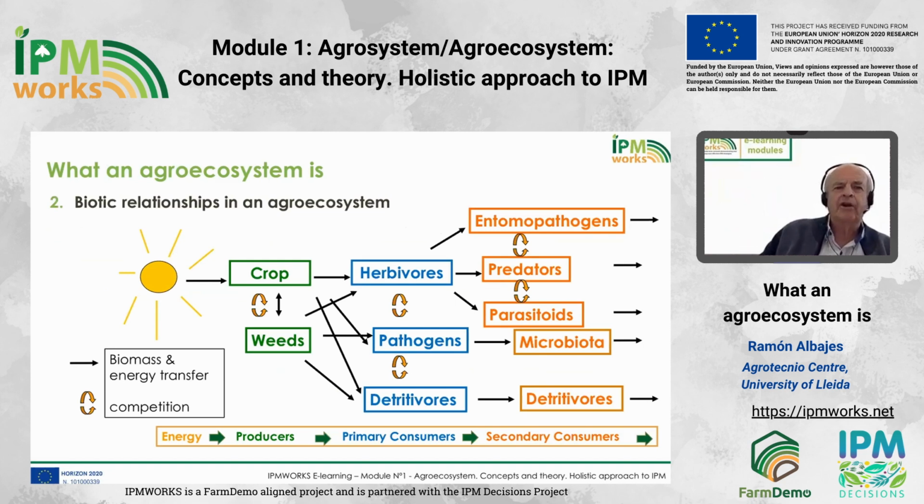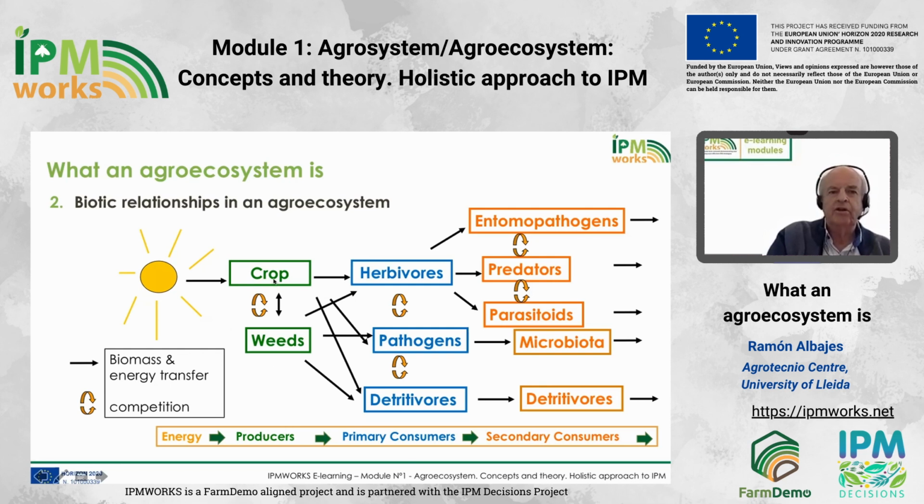About biotic relationships in an agroecosystem. First, we have here the sun, as I said before. This is the main source of energy for this ecosystem. The black arrows show the transfer of biomass energy. And this symbol means the competition between organisms.